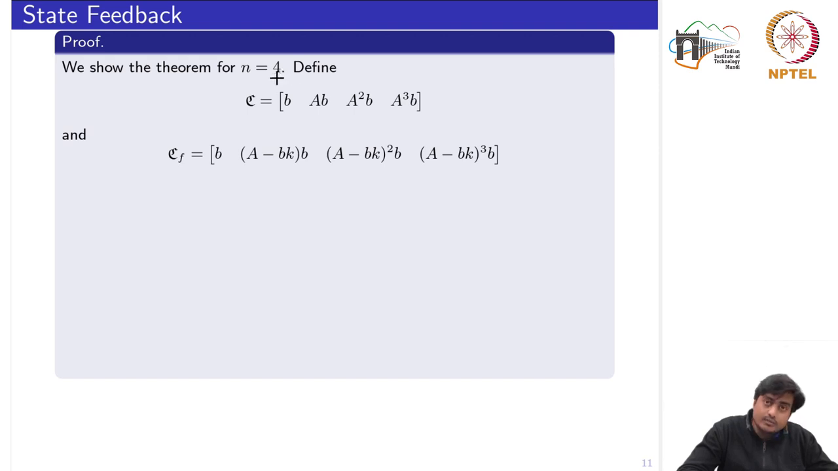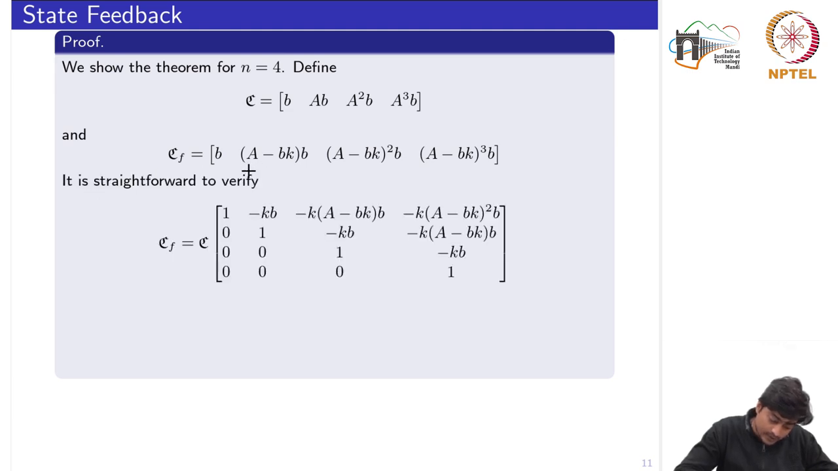Since it's a single input single output system, we know at the outset that the controllability matrix would definitely be invertible. And the controllability matrix of the feedback system, which we have denoted by the subscript F, is [B, (A-BK)B, ...] with the new state matrix A minus BK in a similar way.